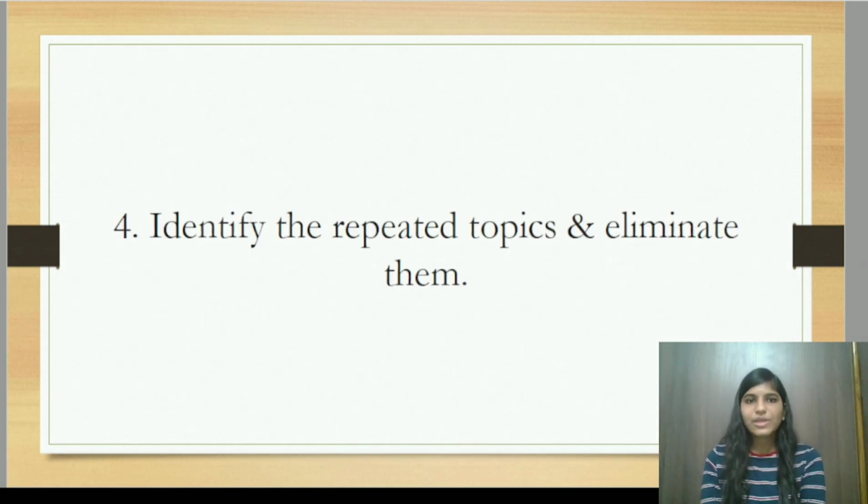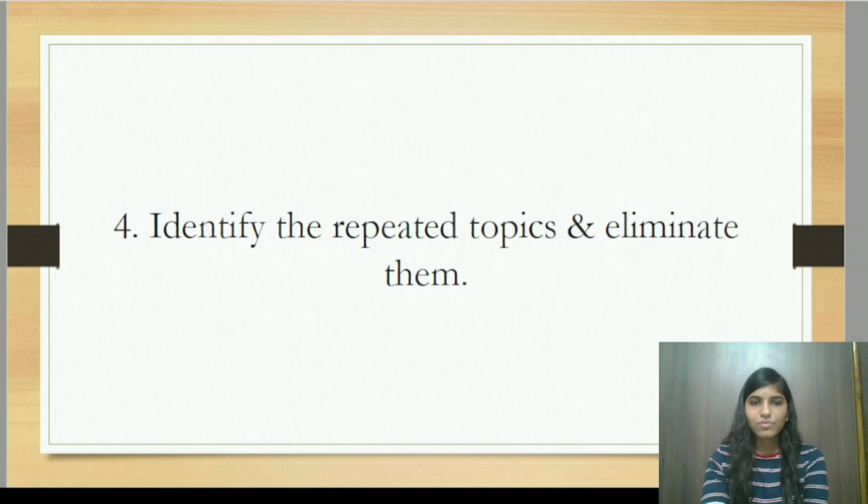The next step which I want to give is identify the repeated topics and eliminate them. Like I mentioned earlier, in the study material, there are certain topics which are spread over a variety of chapters. But it is also important for us to know that the content is repeated. In such a case, if we strike down the repeated content, that will make our lives easier in case of glancing at it during the examination.